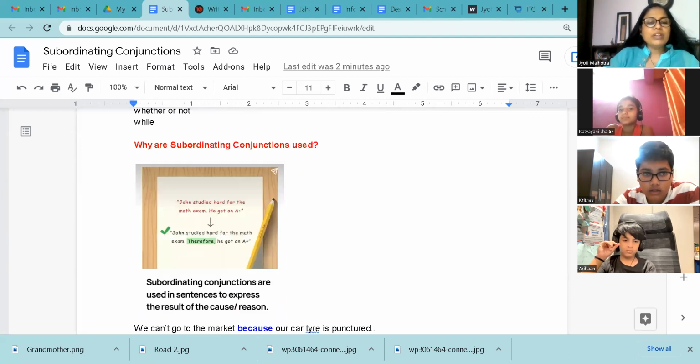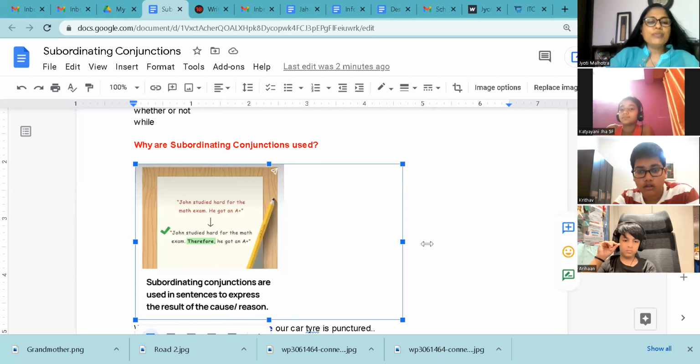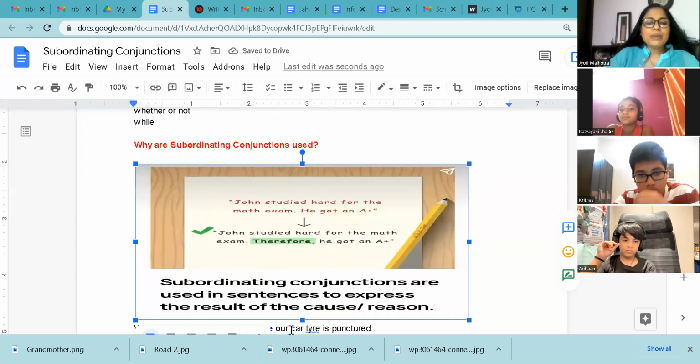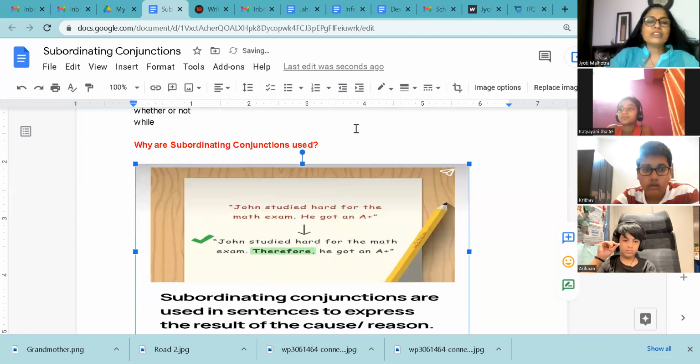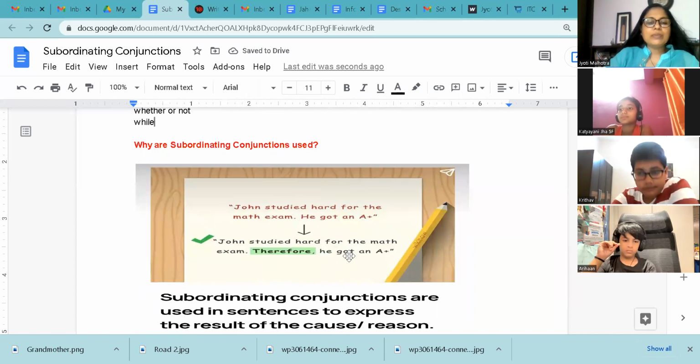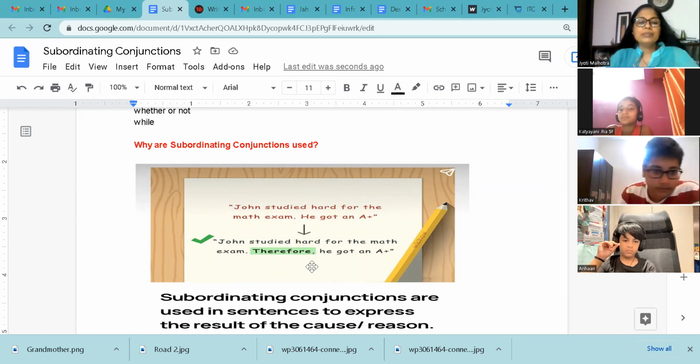Now, you might be wondering why we use subordinating conjunctions. We make use of them to express the result or the cause of the action. Okay, let's look at this example. John studied hard for the maths exam. Full stop. He got an A. Krita, read the combined sentence. John studied hard for the math exam, therefore he got an A. Right. So it's actually one sentence, not two.